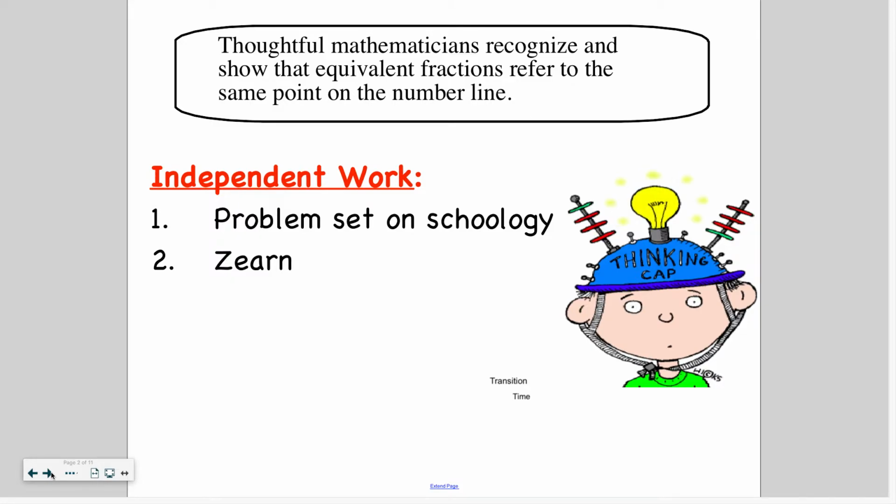So let's start with our learning intention. Thoughtful mathematicians recognize and show that equivalent fractions refer to the same points on the number line.